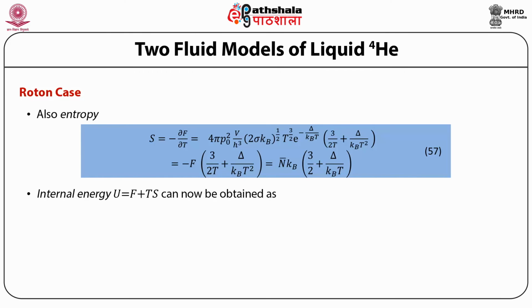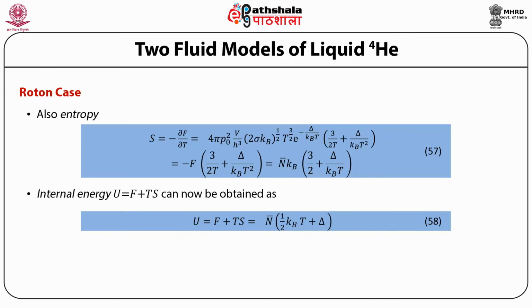Internal energy U = F + TS can now be obtained as U = F + TS = average number of rotons n̄ multiplied by (1/2 kBT + Δ).